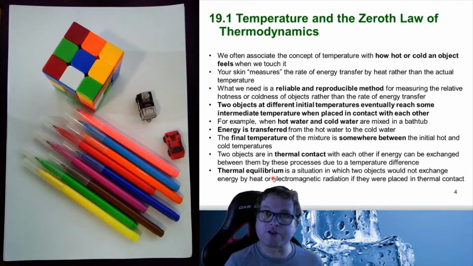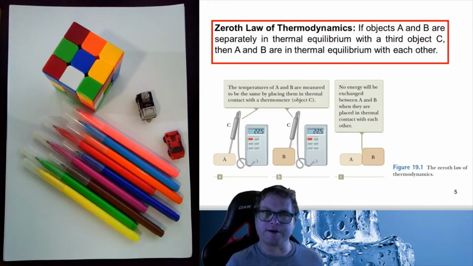Another important concept is thermal equilibrium. Thermal equilibrium is a situation in which two objects would not exchange energy by heat or electromagnetic radiation if they were placed in thermal contact. So we look now at the zeroth law of thermodynamics, and the zeroth law states: if objects A and B are separately in thermal equilibrium with a third object C, then A and B are in thermal equilibrium with each other. Remember what that word thermal equilibrium means. It means that there will be no energy exchange between the two objects.